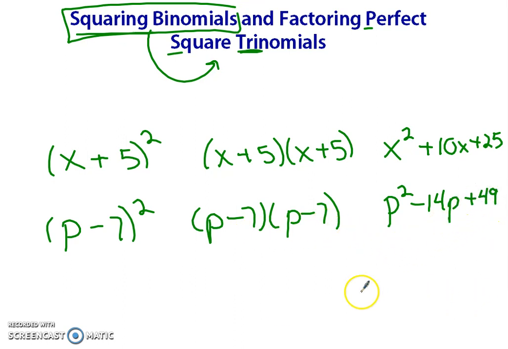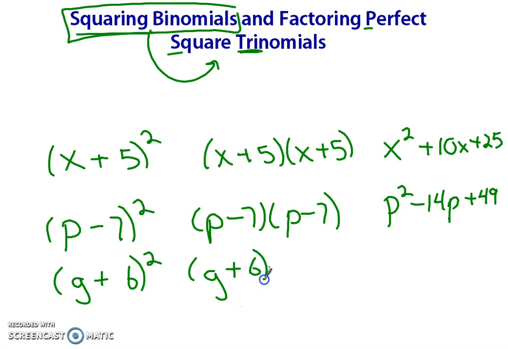Let's do another one. Let's make it something different. g plus 6 squared. You're going to get g plus 6 times g plus 6. And then we'll FOIL. g times g is g squared. You're going to get a plus 6g and another plus 6g, so plus 12g. And then plus 6 times 6 is 36.